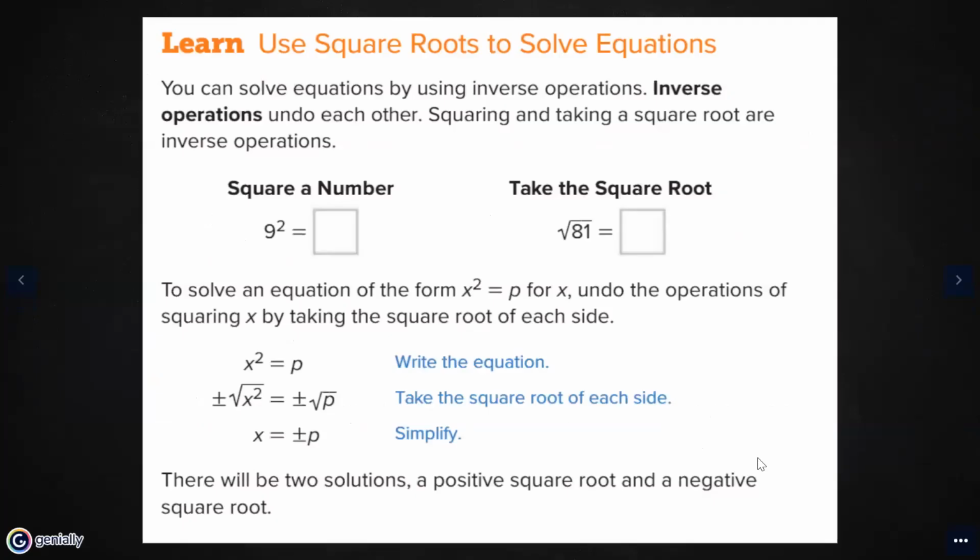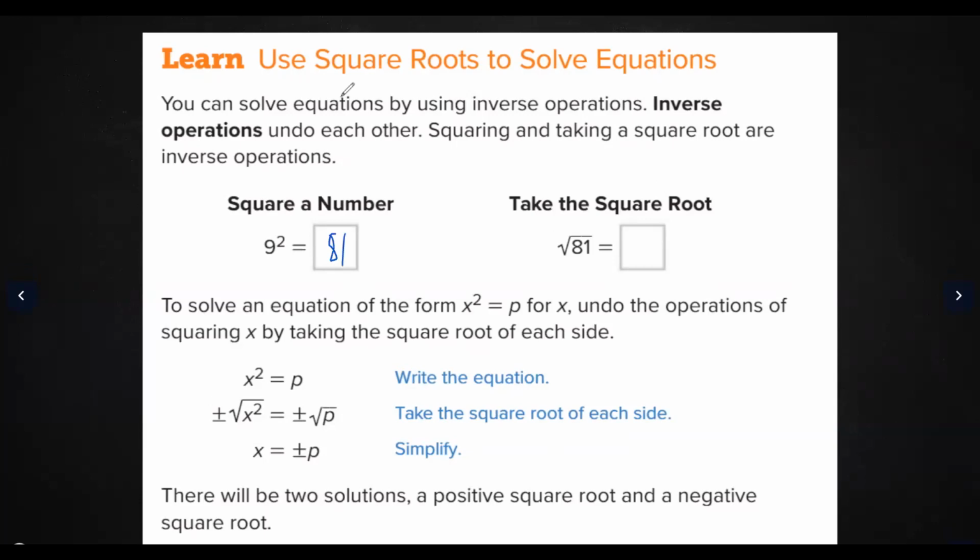Good. Now, let's learn how to use square roots to solve equations. You can solve equations by using inverse operations, okay? Inverse operations undo each other. Squaring and taking a square root are inverse operations. Now, to square a number, we multiply it by itself, right? So 9 squared is equal to 9 times 9, which is equal to 81. Now, we need to take the square root of 81. What number multiplied by itself is equal to 81? So it's 9. So if you see, it's like the opposite, okay?